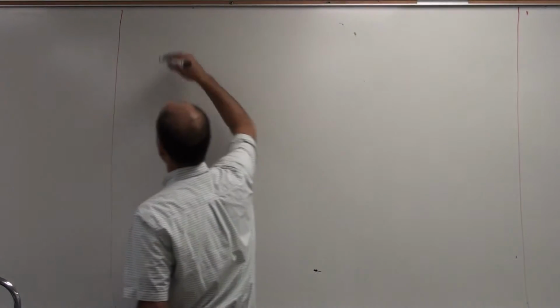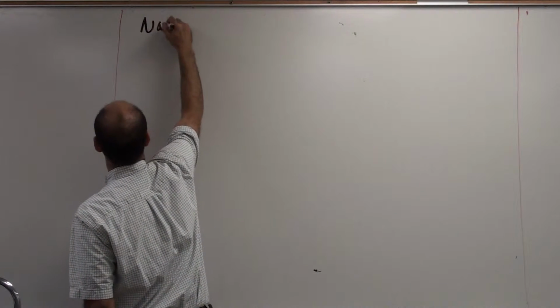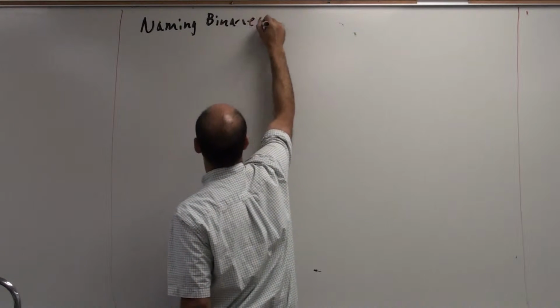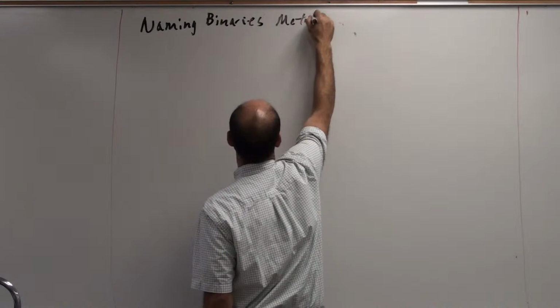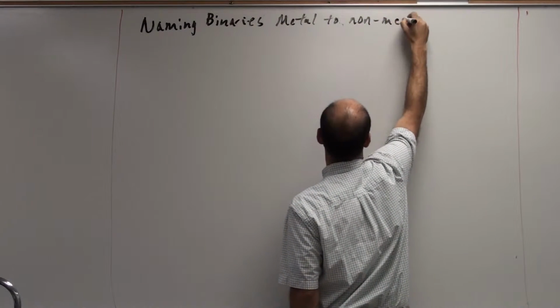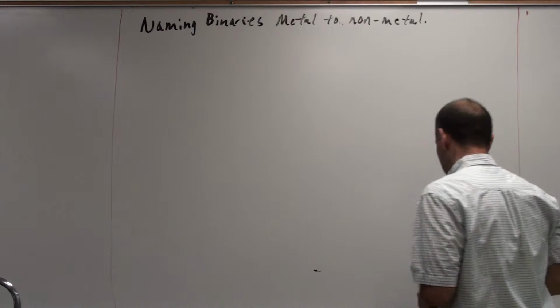So we're going to now continue on with naming binaries, metal to non-metal. But now we're going to go the opposite way. We're going to go from formula to name.